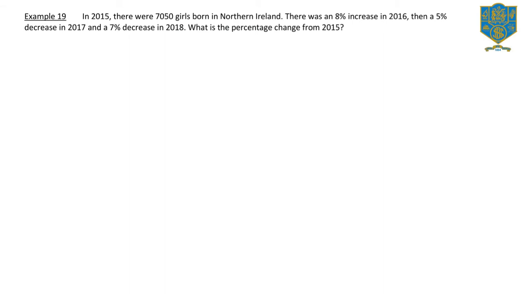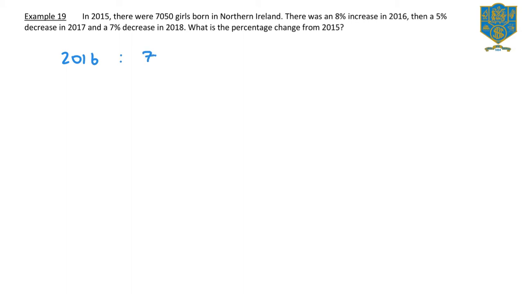Example 19, in 2015 there were 7,050 girls born in Northern Ireland. This was an 8% increase in 2016, and then a 5% decrease in 2017, and a 7% decrease in 2018. What was the percentage change from 2015? So what we need to do is figure out how many girls were born in 2018, and then work out the percentage change from there.